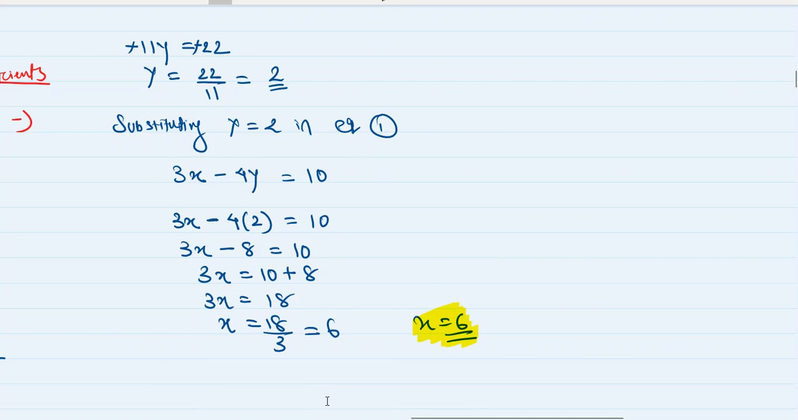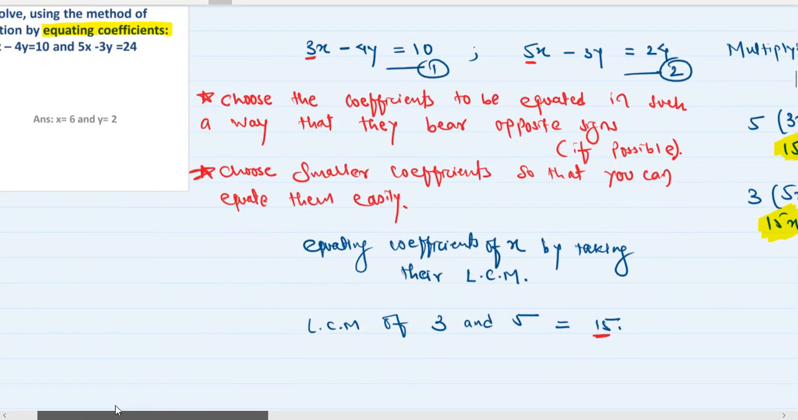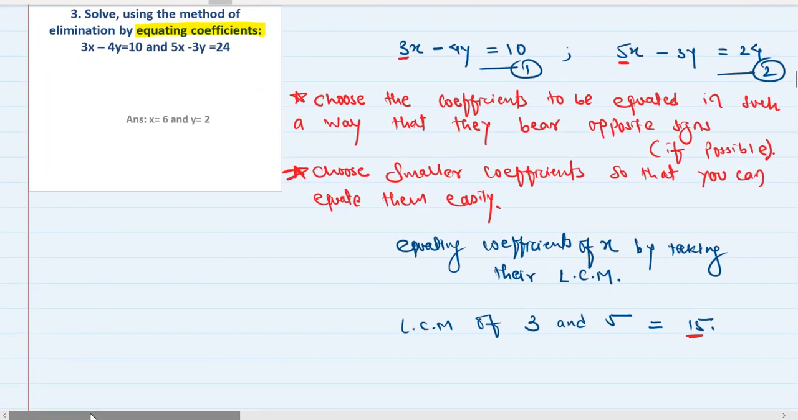Highlight it. And the solution of y is equal to 2 over here. Correct. So y is equal to 2, x is equal to 6. x is equal to 6, y is equal to 2. These are the solutions of the equations, and we have solved these equations by using the method of equating coefficients.